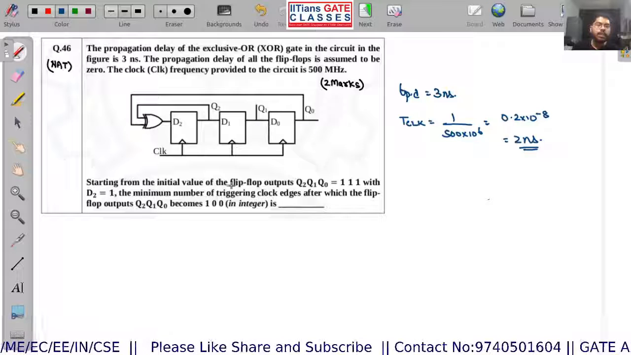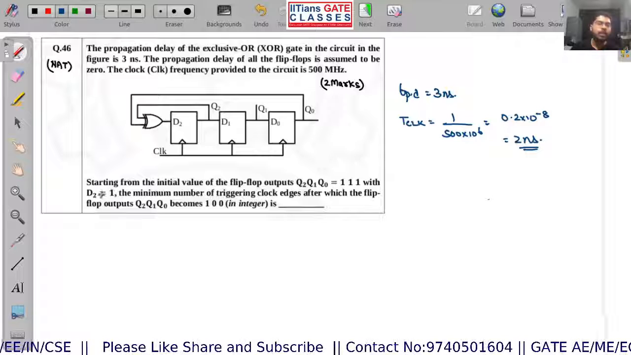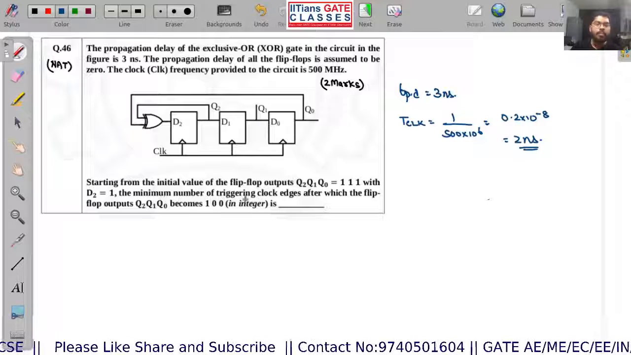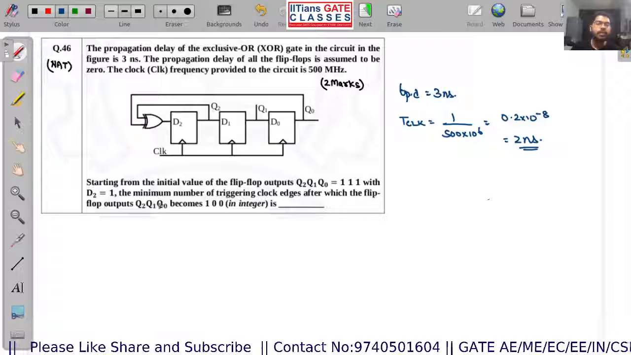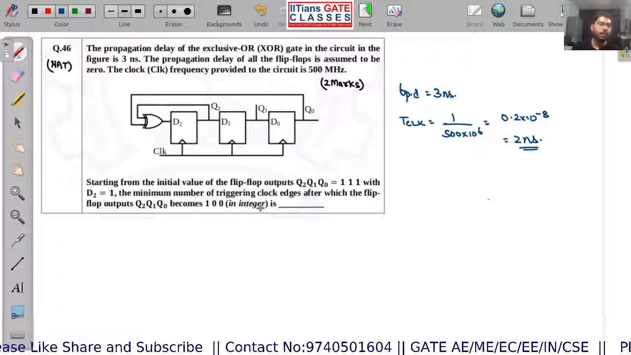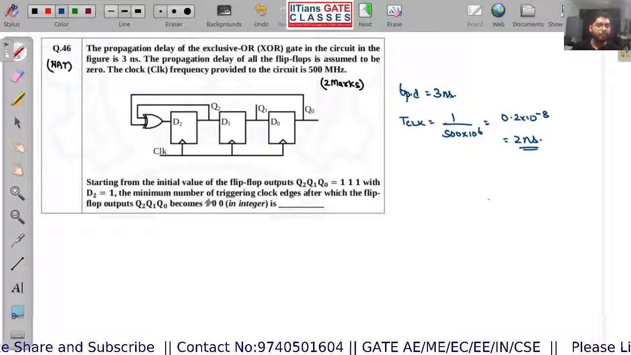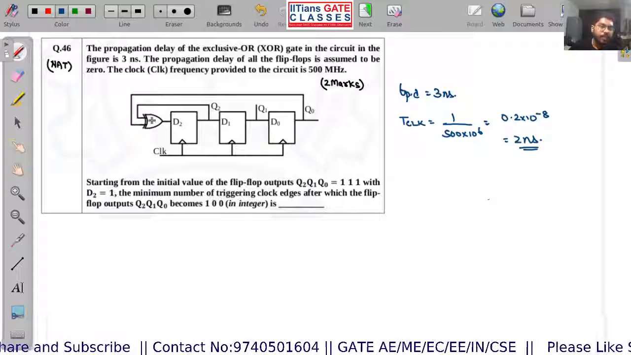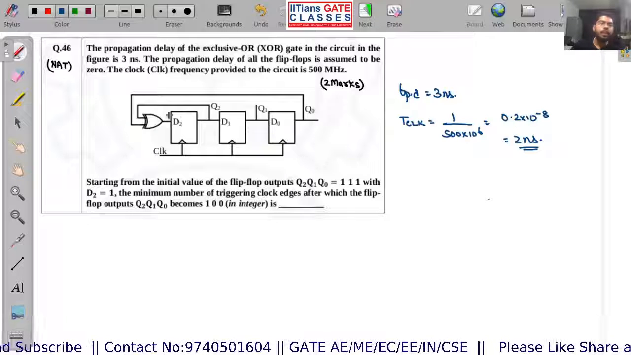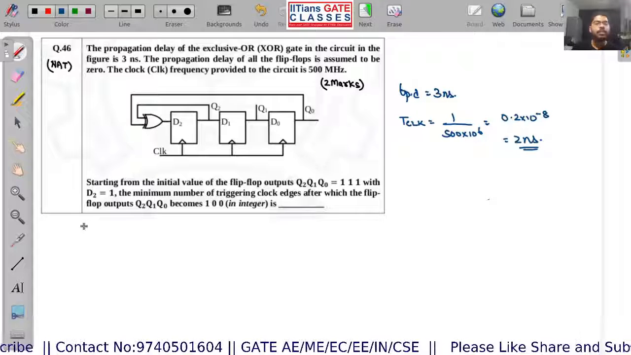Starting from the initial value of the flip-flop outputs Q2, Q1, Q0, with D2 equal to 1, the minimum number of triggering clock edges after which the flip-flop output Q2, Q1, Q0 becomes 100 in integer is asked. So you need to find, after this starting value, when this value will come again. Suppose the XOR gate had no propagation delay, then this is an asynchronous counter, which is driven by its next state equation.